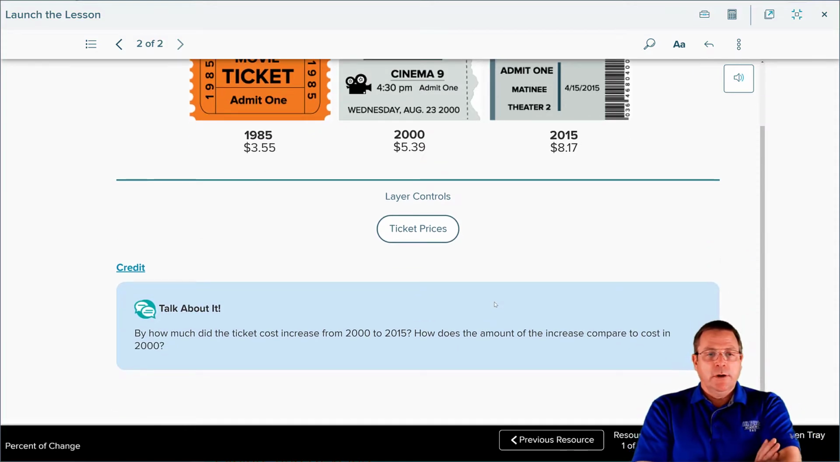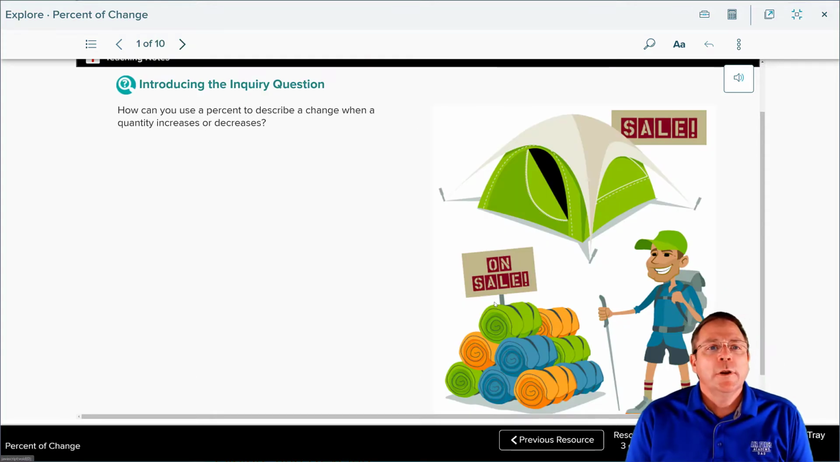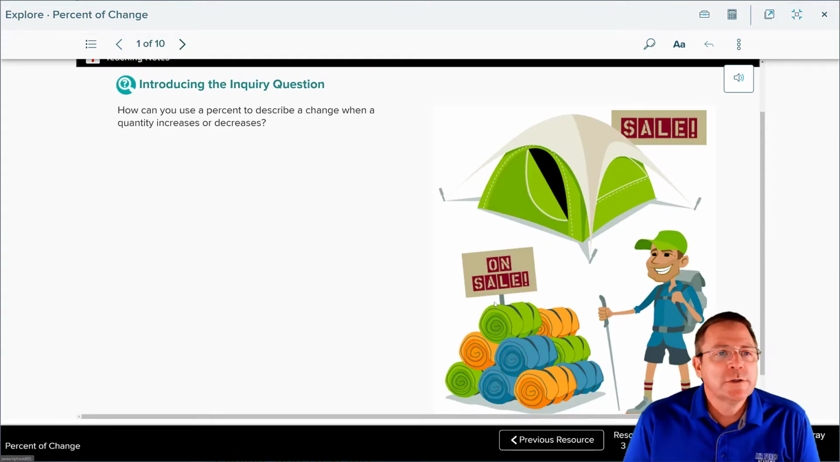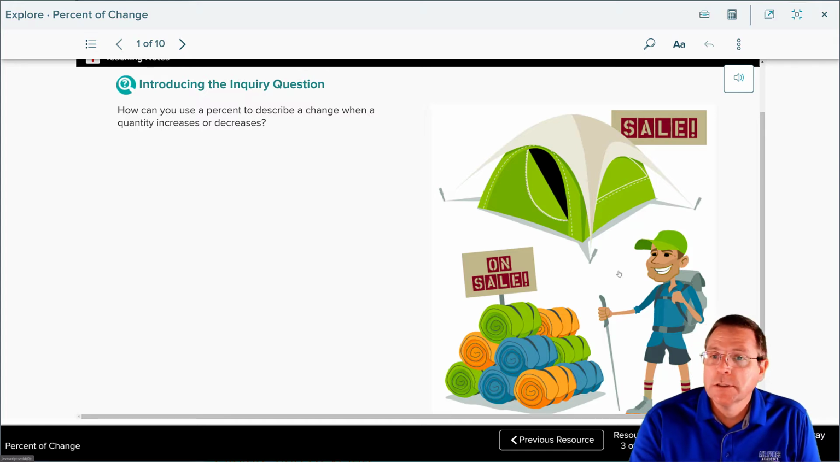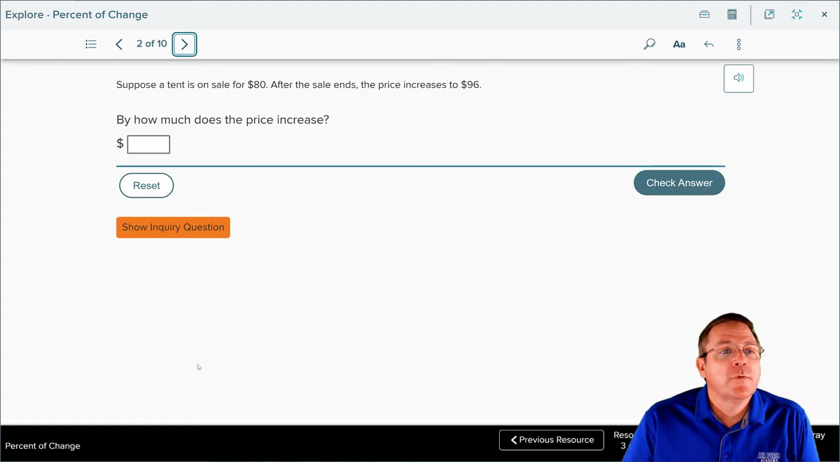How much did the ticket cost increase from 2000 to 2015? How does the amount of increase compare to 2000? These are things that we're going to be learning about in this lesson on percent change. For an introductory and inquiry question, they ask, how can you use percent change to describe a change when a quantity increases or decreases? And apparently somebody's buying some camping equipment, so we will see what happens here.